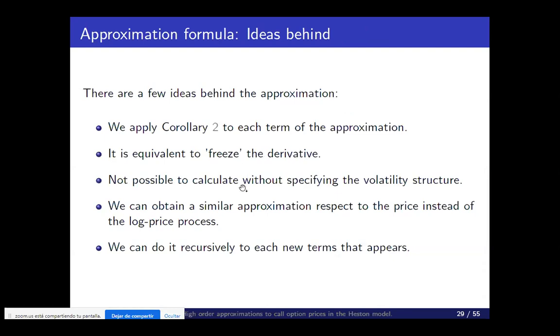It is not possible to calculate without specifying the volatility structure. We can make something generic. But if we want to calculate which is the error we're making, we need to specify the volatility structure. If we need to calculate the conditional expectations, we need to specify the volatility structure. We can obtain a similar approximation with respect to the price instead of the log price. It is just changing variables. And we can do it recursively to each new term that appears to improve the approximation, okay?